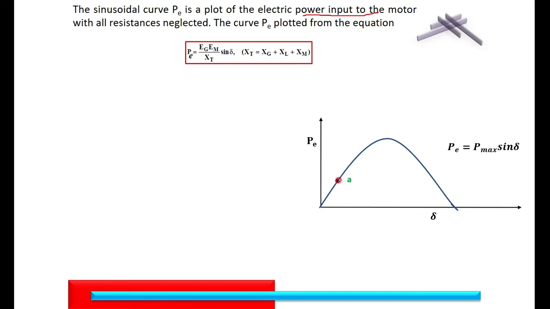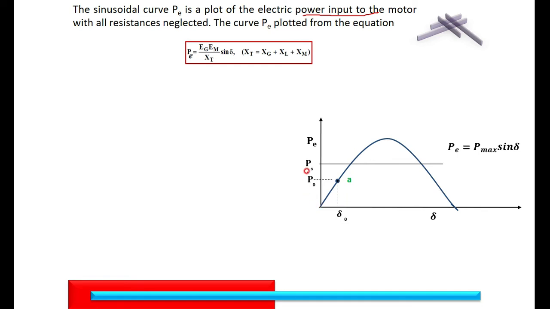Then previously the machine is operating at point A. At that case, both the mechanical output and the electrical input are equal. Therefore, the motor is operating at a stable point A. At this point, the speed of the machine is the synchronous speed and the angle delta is not changing.